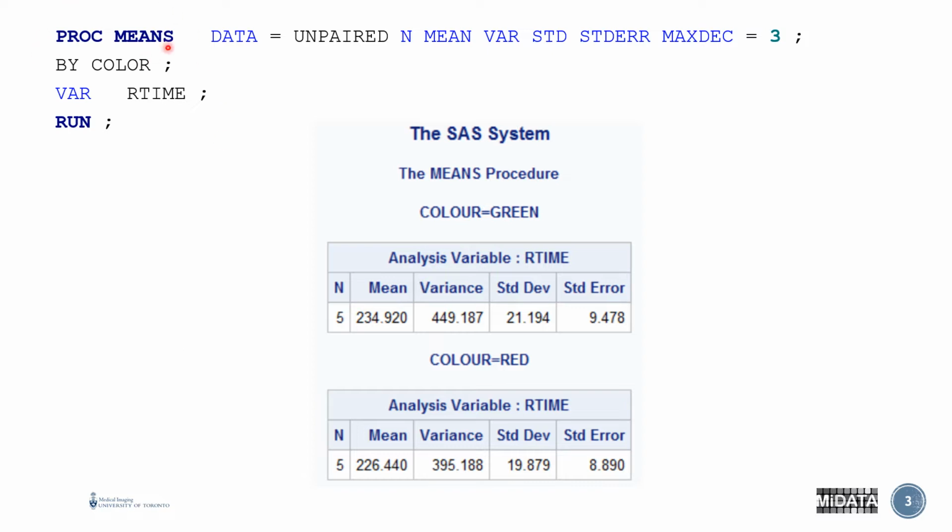Using SAS and proc means, we're going to call the unpaired data set. And by color, we're going to analyze the reaction time variable and produce the mean, the variance, the standard deviation, the standard error. And max decimal is just how many decimal points we want in our answer. Now, in the output, we can see immediately green, red. Here's your mean. Here's your variance, your standard deviation, and your standard error.